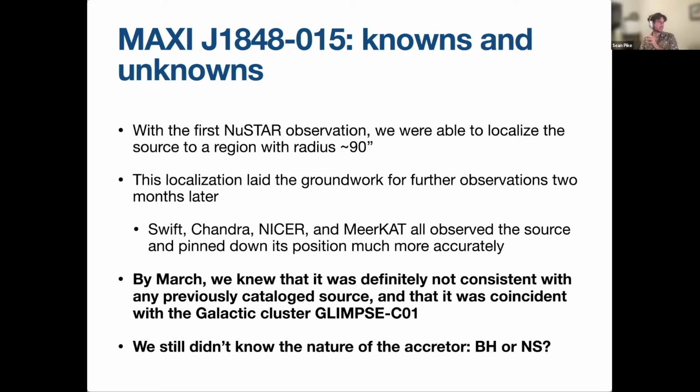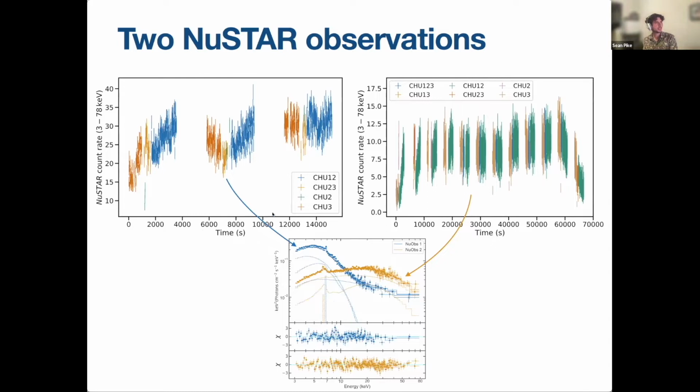Okay, so we knew the distance, we knew where it was, but we still didn't know the nature of the accretor itself. Was it a black hole or a neutron star? And what's up with this really short outburst? And so these are the light curves from those two NuSTAR observations.